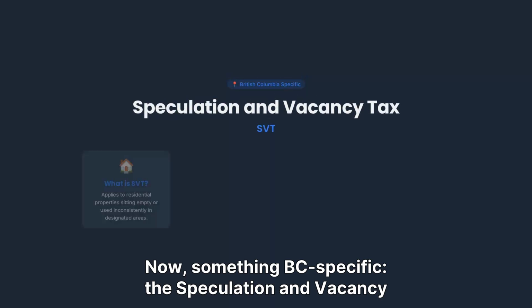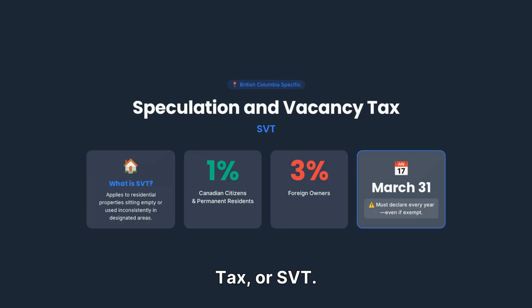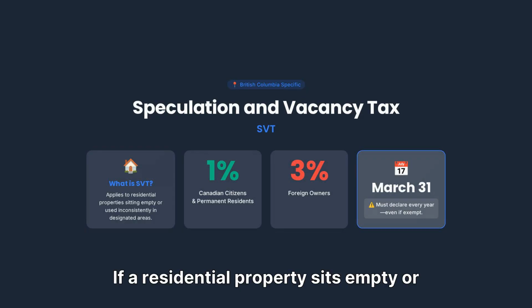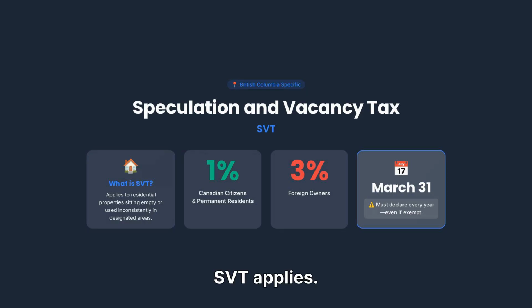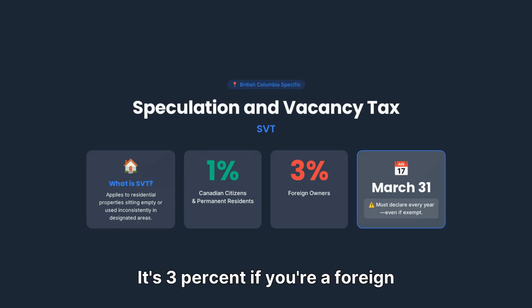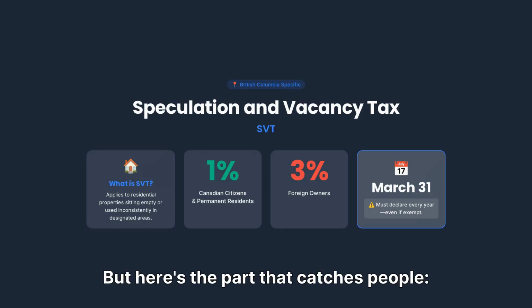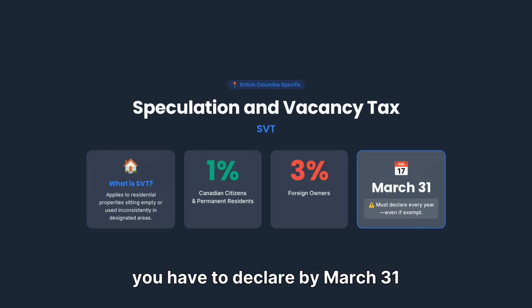Now, something BC specific. The speculation and vacancy tax, or SVT. If a residential property sits empty or is used inconsistently in a designated area, SVT applies. The rate in 2026 is 1% of assessed value if you're a Canadian citizen or permanent resident. It's 3% if you're a foreign owner. But here's the part that catches people. You have to declare by March 31 every year, even if you're exempt.